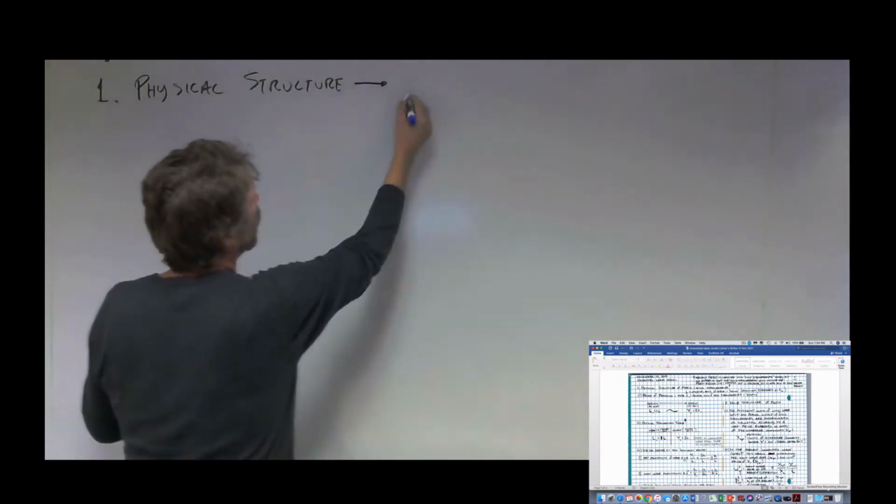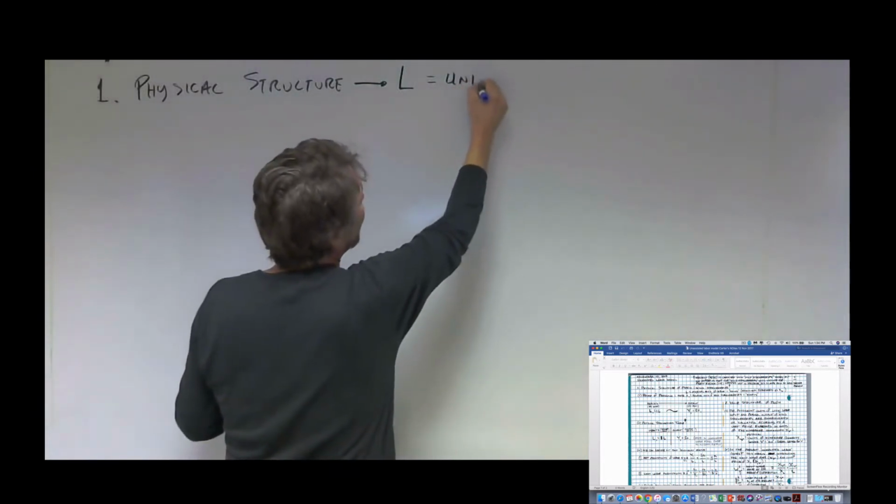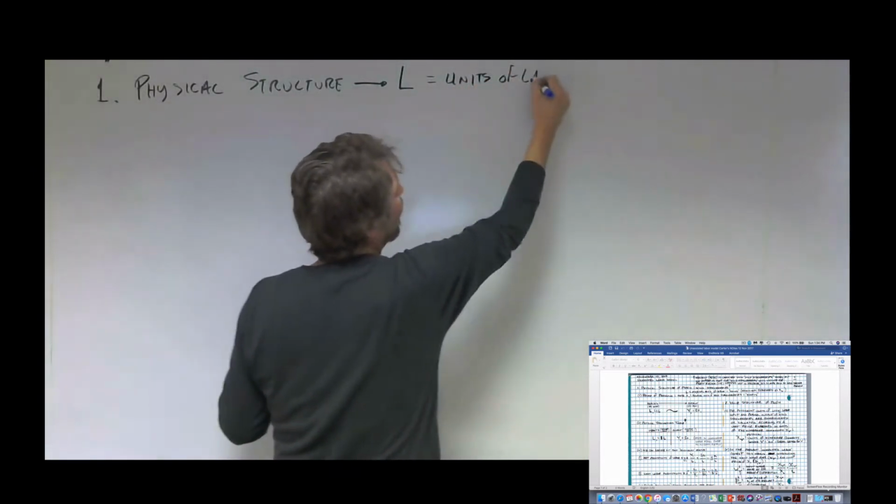In any event, we're going to be looking at a physical structure of production. So in the first instance, we're going to have the physical structure of labor. This is going to be units of labor.